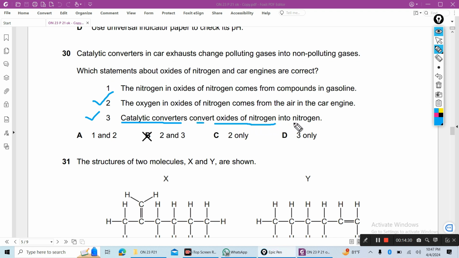Nitrogen oxide reacts with carbon monoxide to form nitrogen plus carbon dioxide. So nitrogen monoxide is a harmful gas, nitrogen is a harmless gas. So the catalytic converter converts nitrogen oxide into nitrogen. 2 and 3 is the correct answer, so the answer is B. Why is A wrong? The nitrogen in oxides of nitrogen comes from the compounds in gasoline. No, this is wrong.